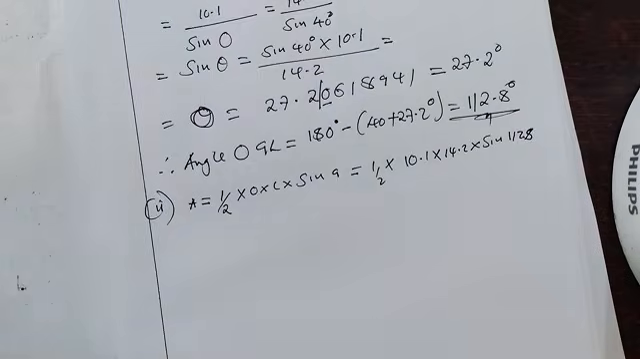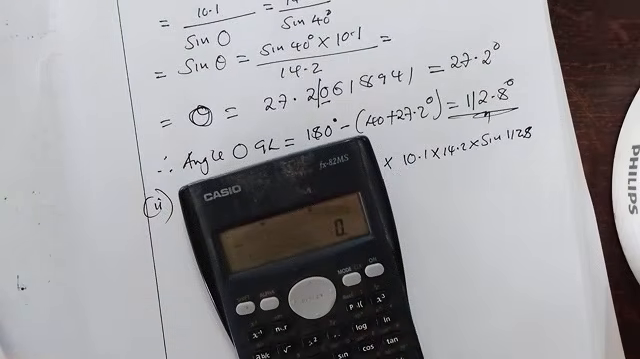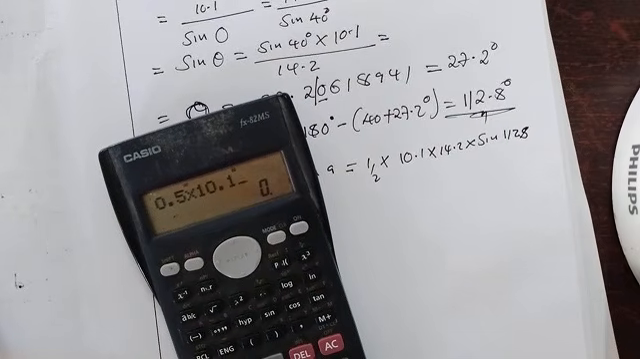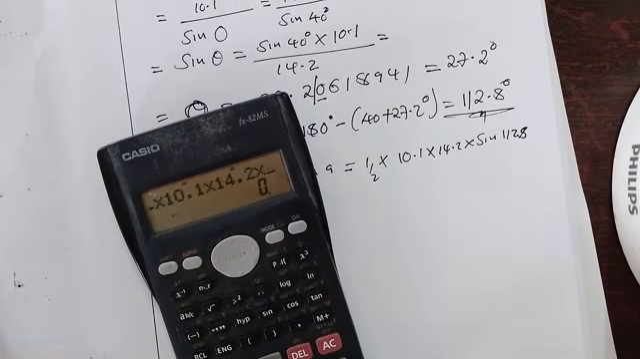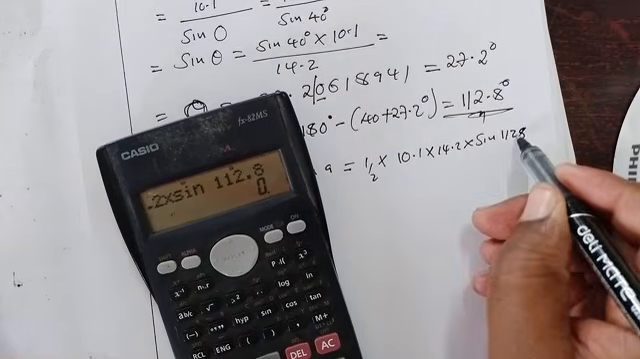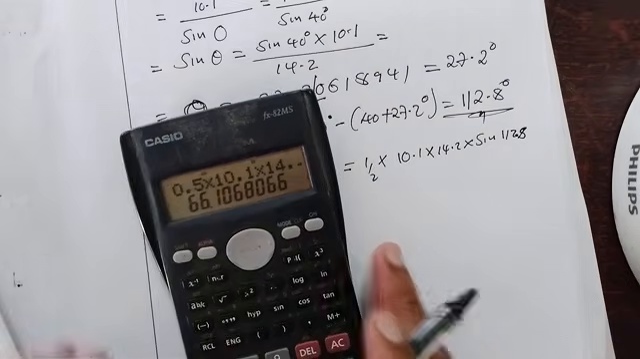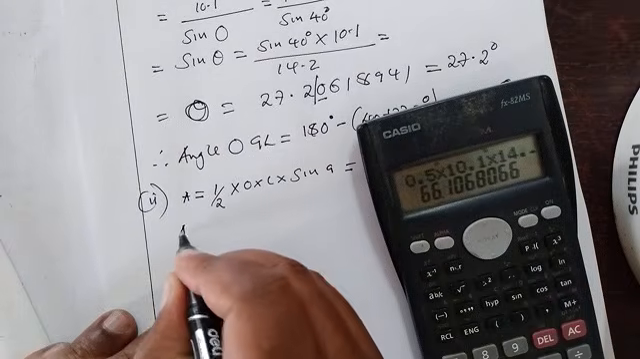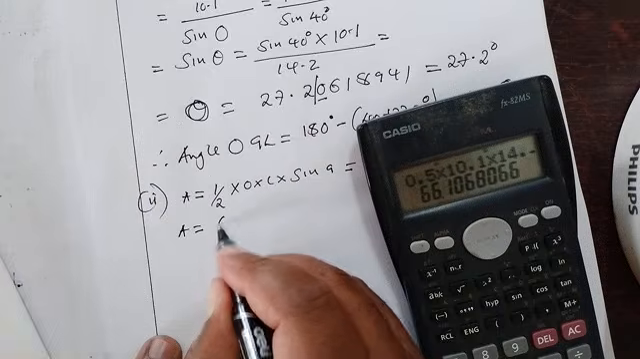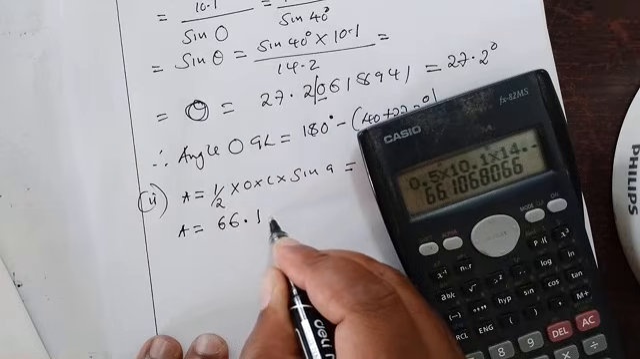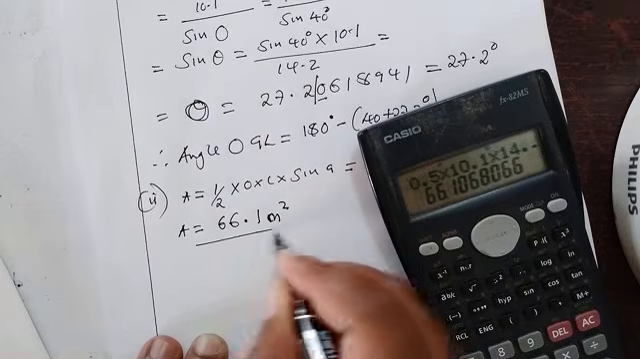Then you get a calculator, all right? And say half is 0.5. So 0.5 times 10.1 times 14.2 times sine 112.8. All right? What do we get? This is the answer. So we are going to say area is equal to 66.1 square meters, correct to three significant figures.